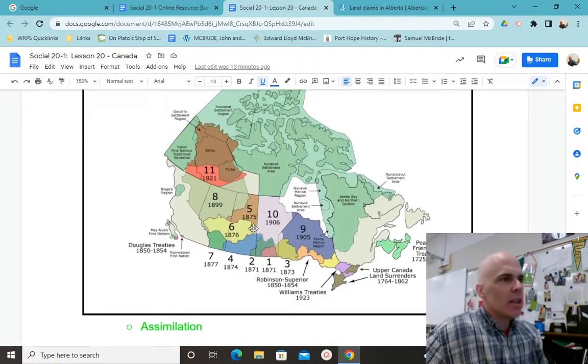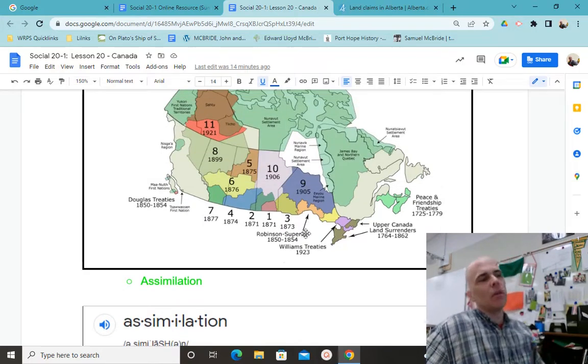Here's a map that shows the treaties. So as you know, we live in Treaty 6 territory, but it's a map that shows the other treaties, and also with the treaties, it shows the years. So you can see how some treaties were signed much later than others. And you can see that there's some territories, like if you look at British Columbia, a lot of BC or a lot of Quebec, they don't really have treaties. So there's still a lot of unsettled land disputes, land claims.